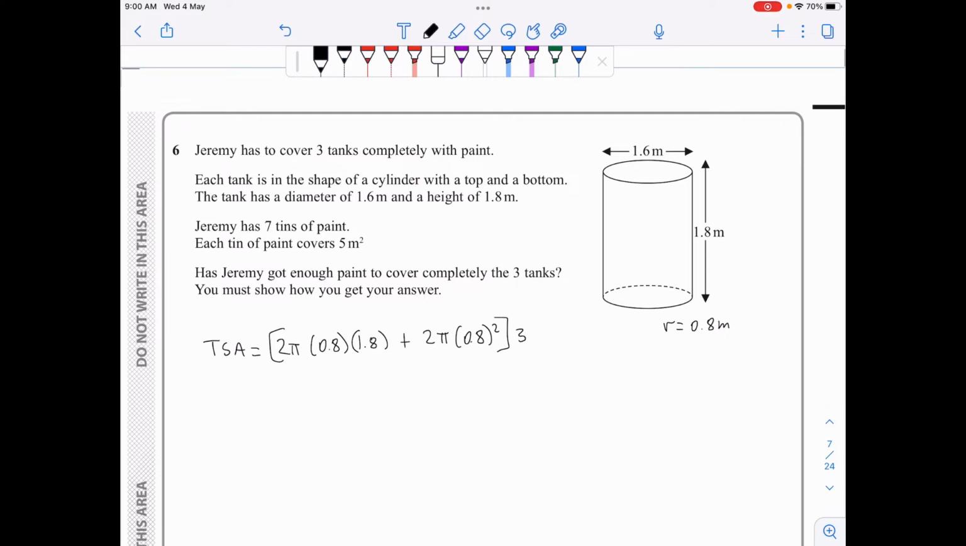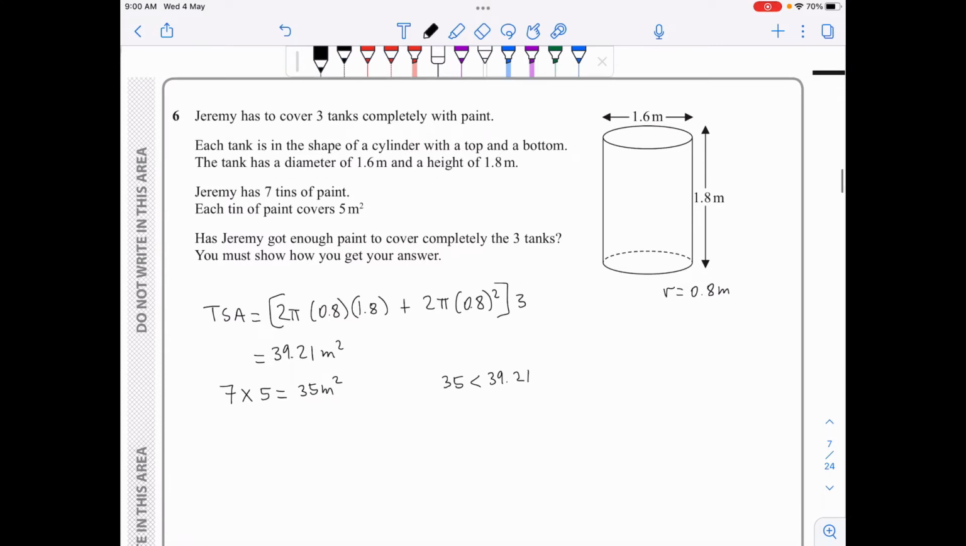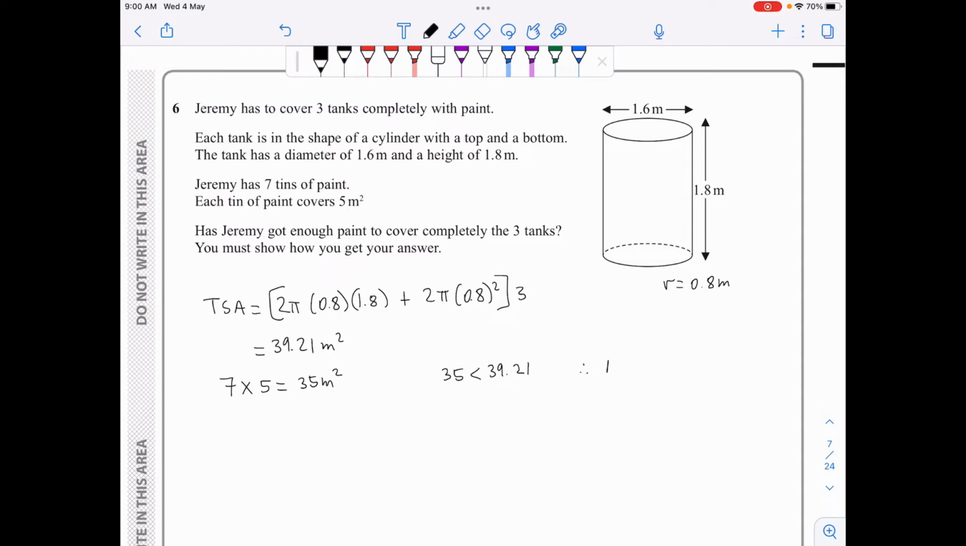And if I plug everything on the calculator, I get 39.21 square meters. Now, how much paint does Jeremy have? Well, he's got 7 tins, and each tin can cover 5 square meters, so he can cover 35 square meters. 35 is obviously less than 39.21, and therefore there is not enough paint.